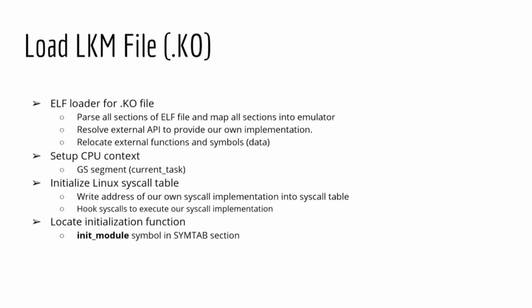So for this part, we have to write the addresses of our own system call implementation into the system call table, and we have to hook the system calls. So when the rootkit accesses the system call, we can execute our own system call implementation. Finally, for the loader, we have to locate the initialization function of the .ko file, which is the init_module symbol.